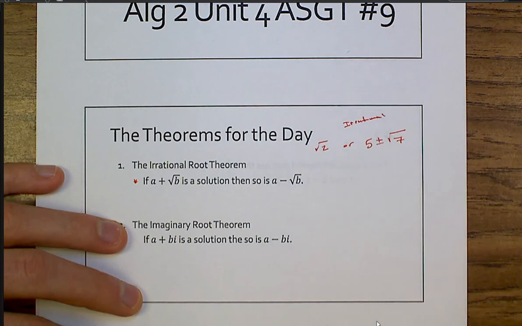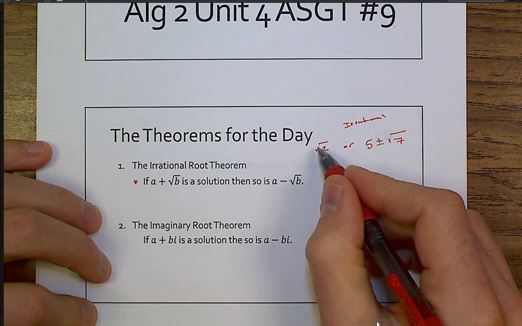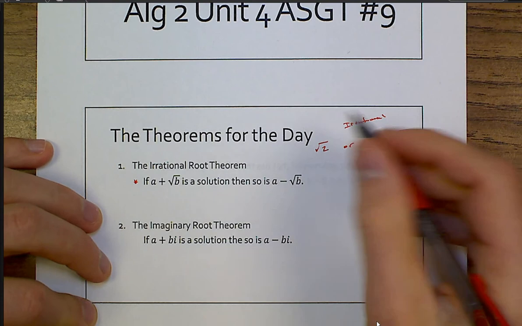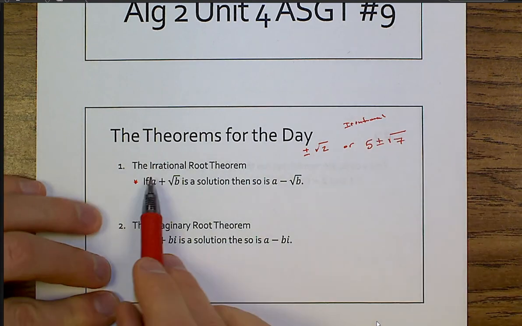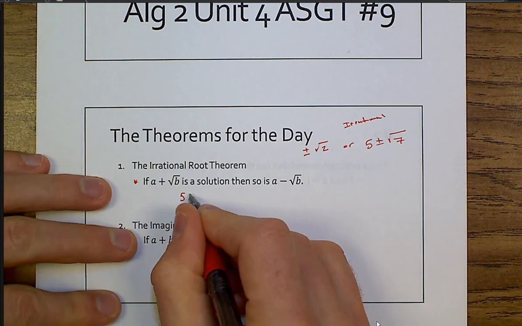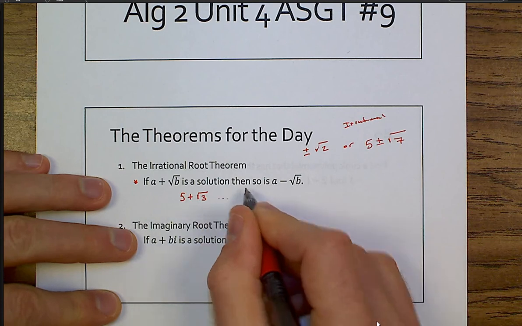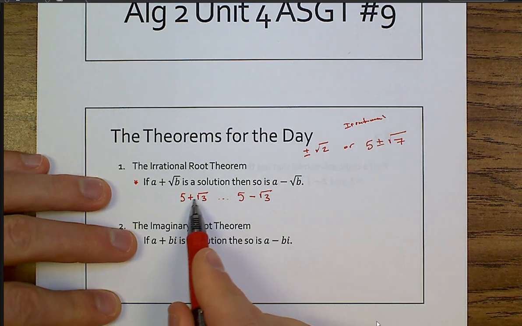Okay? And if you think about this, when we have square roots, that means we're coming from the quadratic realm, right? And all of these are plus or minus. So basically what the irrational root theorem is saying is that if you have 5 plus the square root of 3 as an answer, then you have to have 5 minus the square root of 3 as an answer, because it's a quadratic and it's always going to be plus or minus. All right?